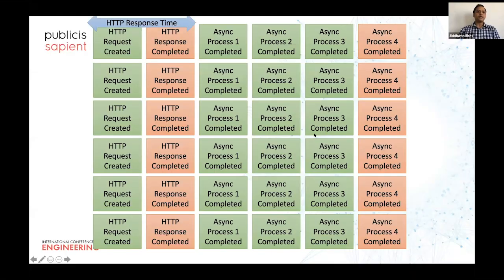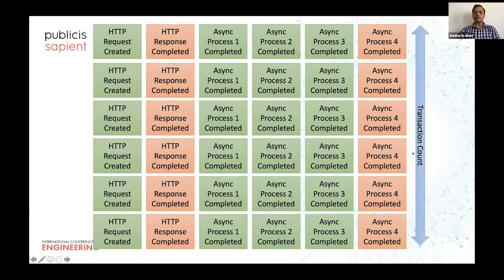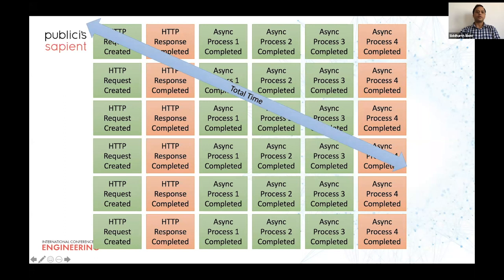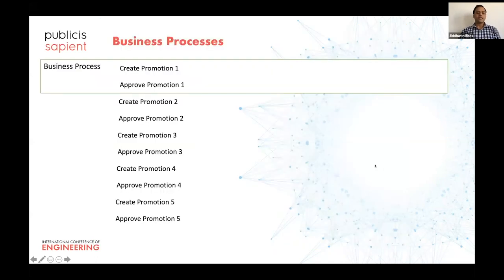I would also like to introduce a couple of metrics that we monitor. The first one, obviously, being the HTTP response time, the transaction time, and the lag, which is the delay from the last request coming in till the completion of the last asynchronous process. We capture the total transaction time, total transaction count, and the total time. The total time is basically the point at which the load generation started till the completion of the last asynchronous process.